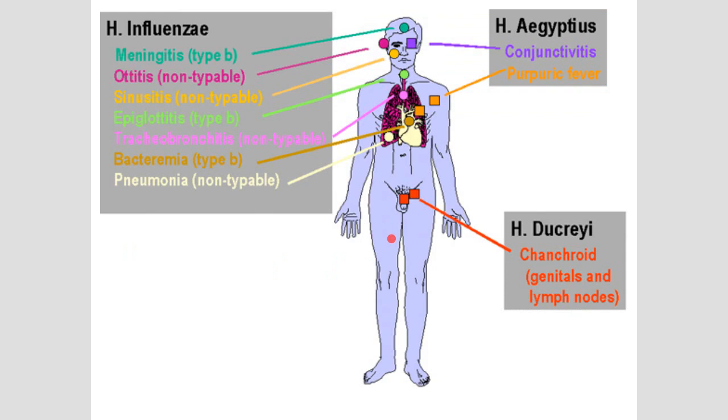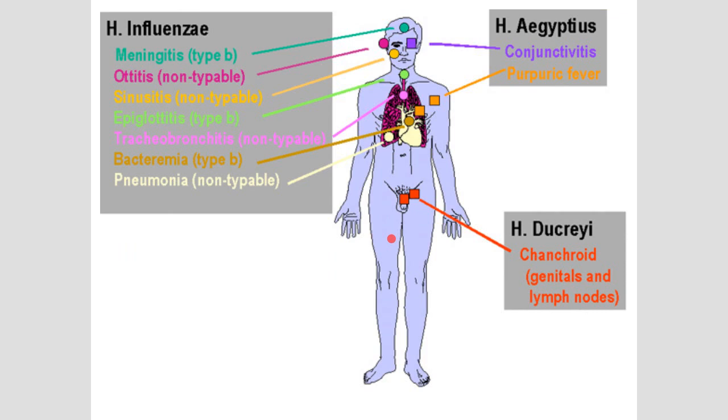Now, the three important bacteria, as I said: Aegyptius, very important for conjunctivitis, but can also cause purpuric fever. Ducreyi, as I told you again, is very important for genitals and also the lymph nodes involved. When it comes to influenzae, that's where we have a problem. That's why we vaccinate the kids against Hib, because of meningitis. This is also an important cause of meningitis, other than Streptococcus pneumoniae. Then, you can see over here, otitis infection, and we have sinusitis, epiglottitis, tracheobronchitis, bacteremia, and pneumonia.